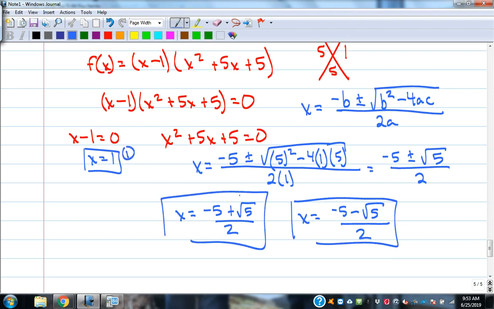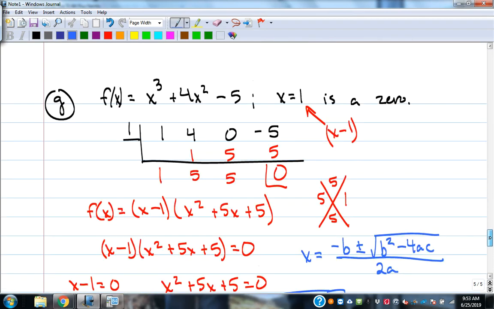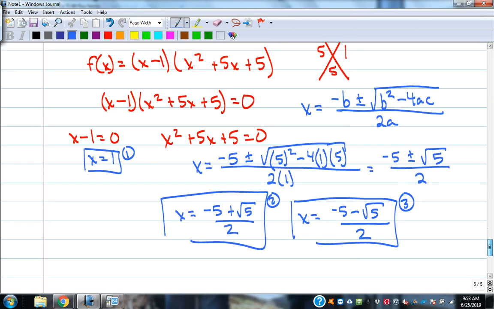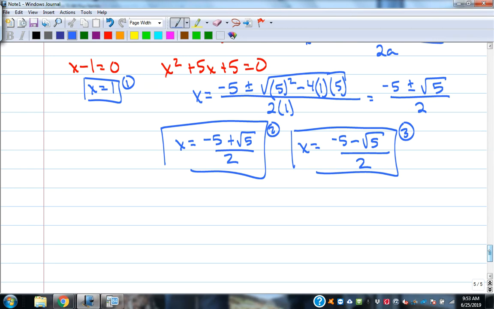I have 1, 2, 3 solutions. The highest power in the original problem is 3. That goes together. Remember, the degree, the highest exponent in the problem, and how many answers you find go together. Okay. Now, how can we verify that with the graph?